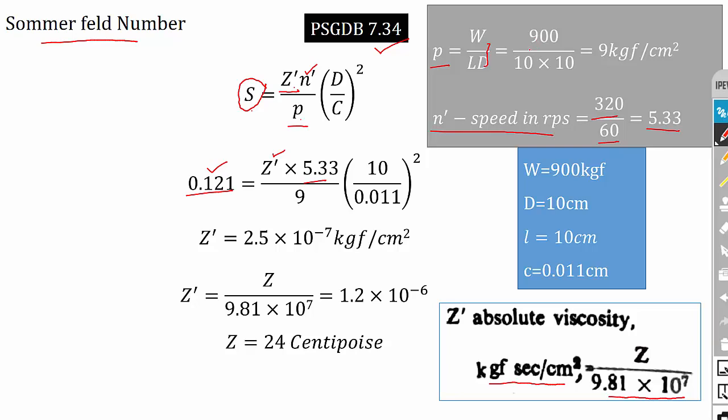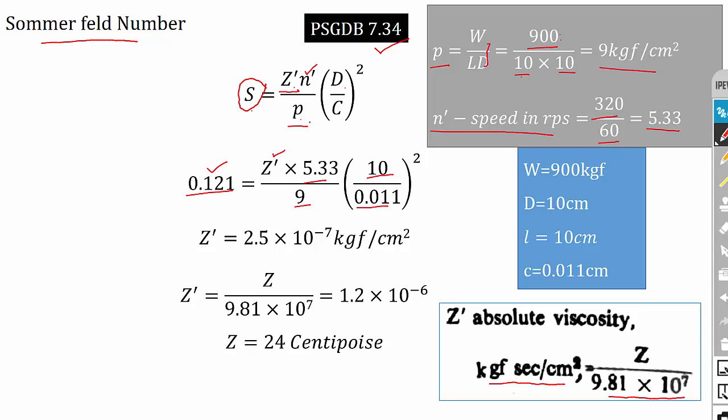The W is 900 kgf. Remember that here you have to substitute the values in kgf and centimeter. So it is 900 kgf, and the length is 10 centimeter and the diameter is 10 centimeter. If you solve this, you will get the allowable bearing pressure value as 9 kgf per centimeter square. Then D is the diameter, C is the diametral clearance.